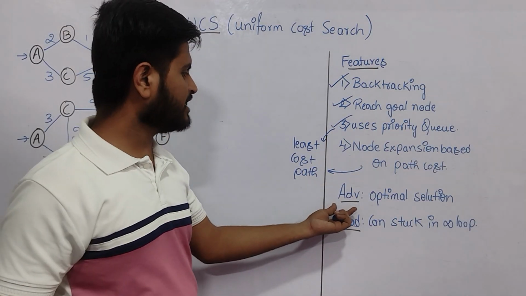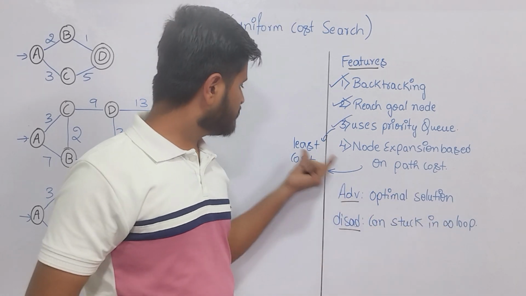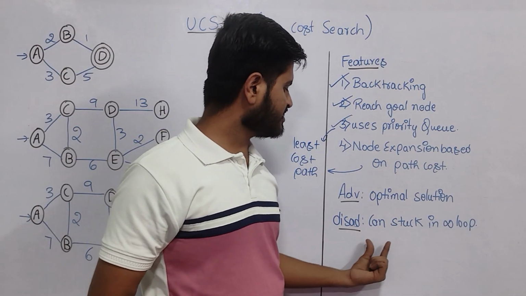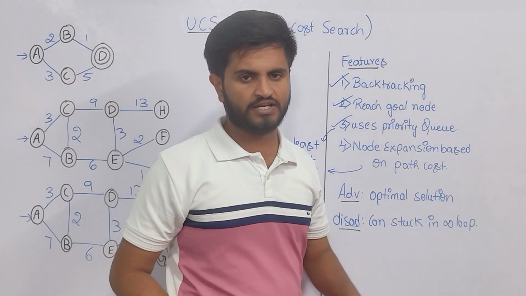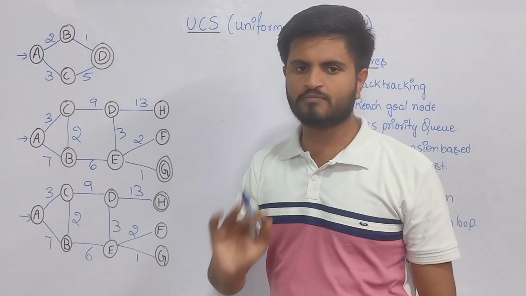Next, if we see the advantage, it gives the optimal solution. Why optimal solution? Because we are using the low cost paths. Next, the disadvantage is it can get stuck in an infinite loop. So let's solve these three problems. You will get the problem easily.